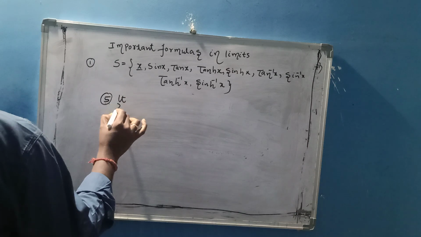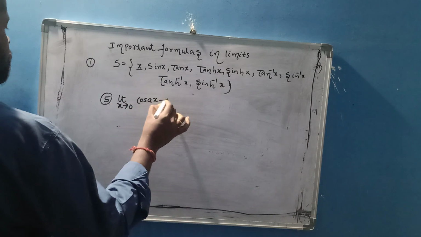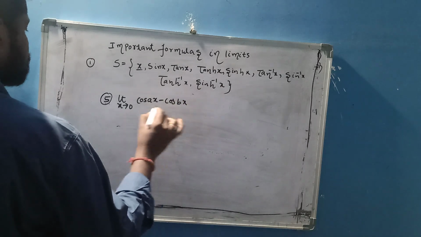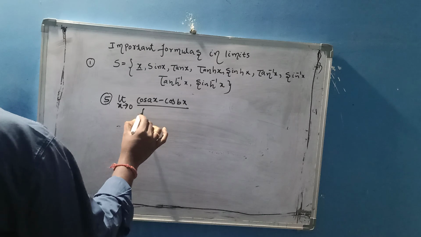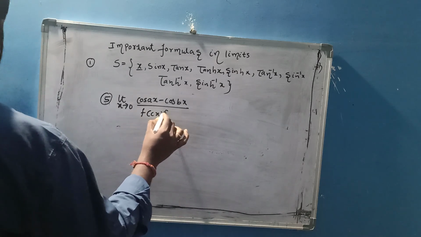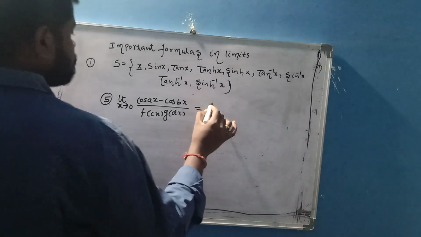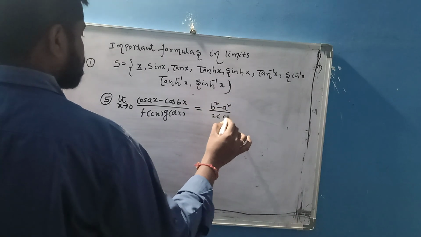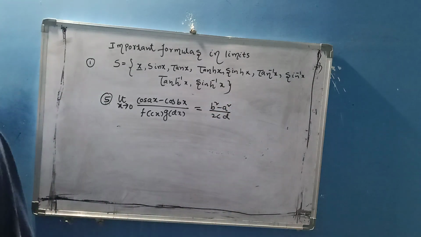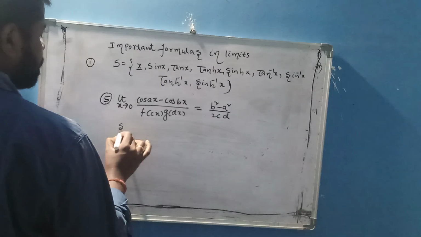Limit x tends to 0 of cos ax minus cos bx by f of cx into g of dx equals, this formula is b square minus a square by 2cd. B square minus a square by 2cd. Okay, same here also, I am taking only coefficients.